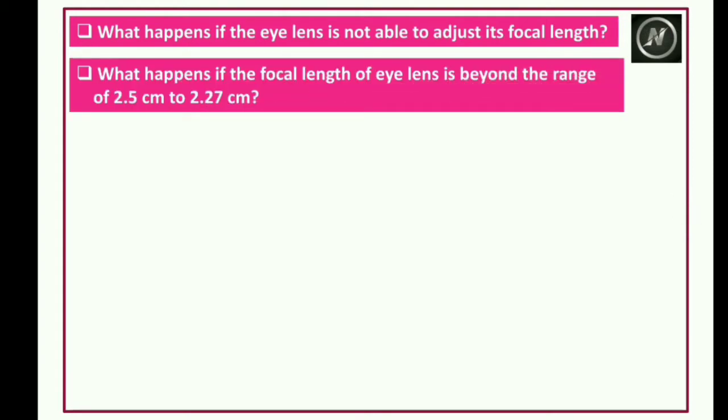Now, I have a question. What happens if the eye lens is not able to adjust its focal length? One more question. What happens if the focal length of the eye lens is beyond the range of 2.5 centimeters to 2.27 centimeters? Because the eye lens can adjust its focal length between 2.5 centimeters and 2.27 centimeters. Let us find out.